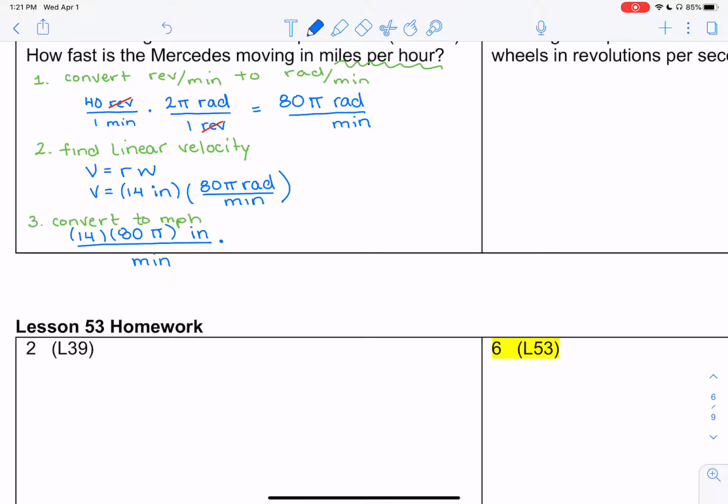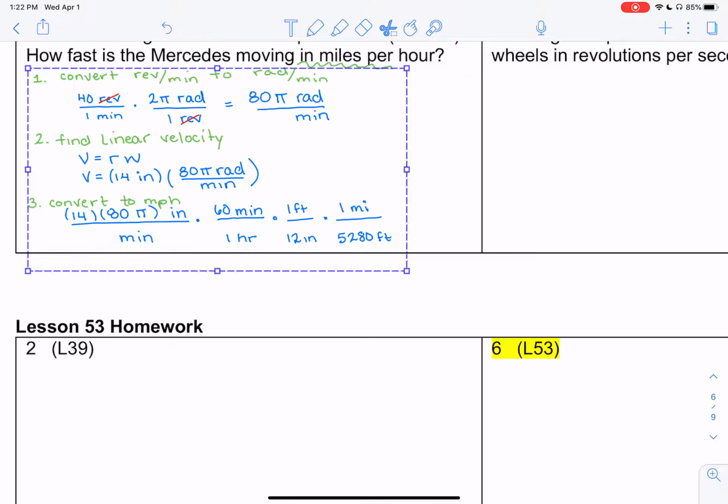I'm going to convert my minutes over to hours. If I have minutes on the bottom, that means I have to cancel on top with 60 minutes for 1 hour. And then I'm also needing to convert to miles, and right now I have inches. So I'm first going to convert to feet. 1 foot converts with 12 inches. And then 1 mile converts with 5,280 feet. Okay, so those are all the numbers that I need to convert.